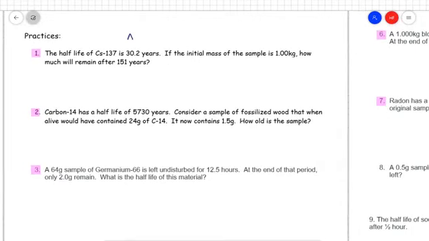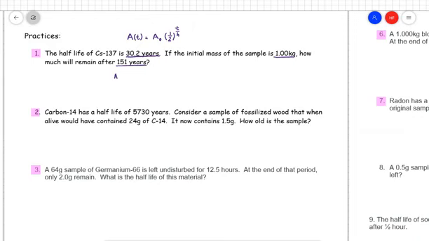So we can use a of t. We've got a naught, so the initial amount, and then we have 1/2 to the power of t over h, where t is our time and h is our half-life. So the half-life of CS137, it's going to be an element, is 30.2 years. If the initial mass of the sample is 1 kilogram, how much will remain after 151 years?